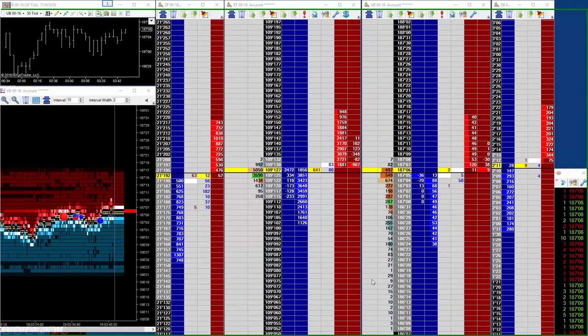So let's take a look at the markets themselves. Now, bear in mind, this was 4 a.m. Eastern time, but there's a lot of Asian, European traders trading these markets.